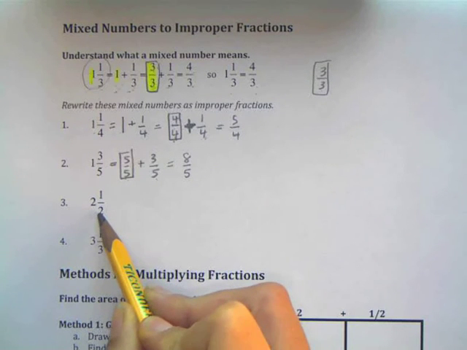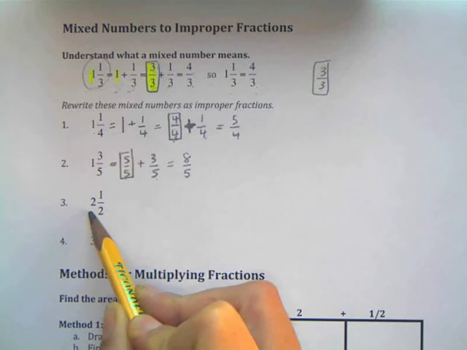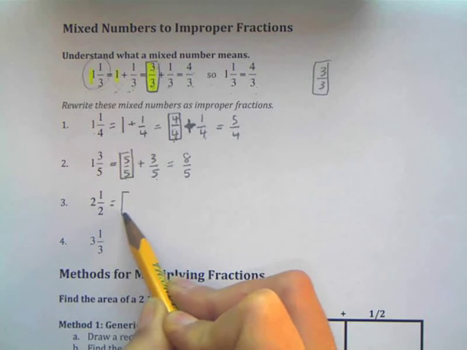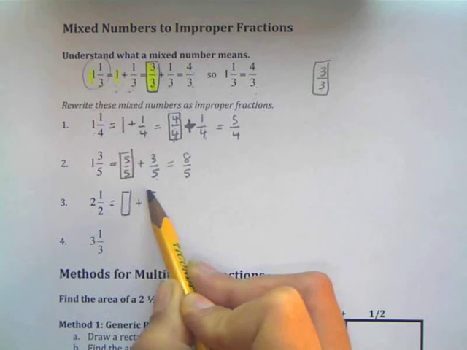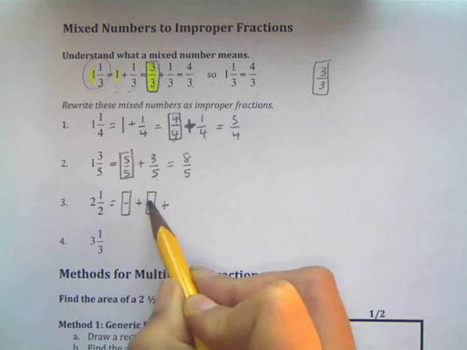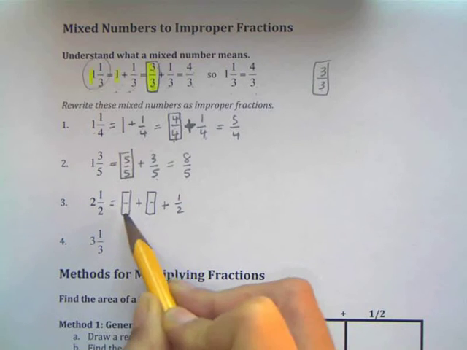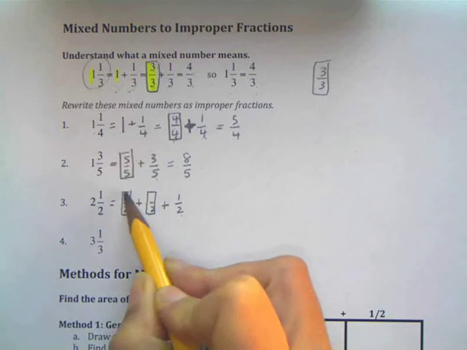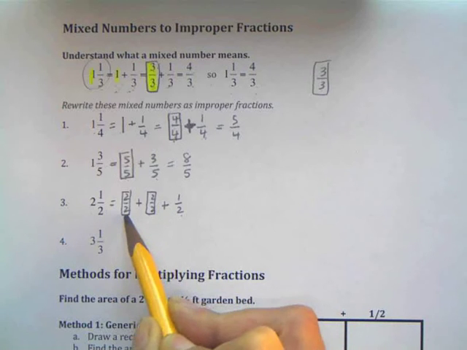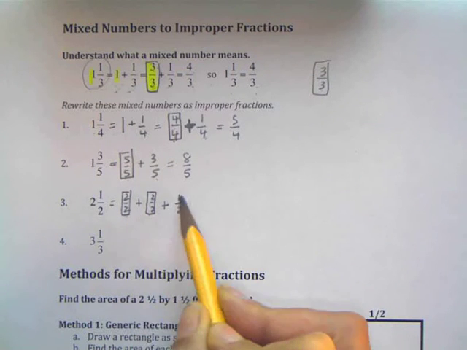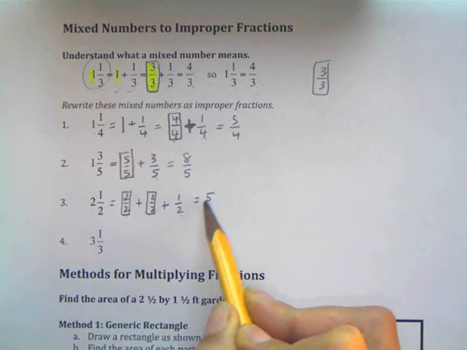Now here all of a sudden I've jumped and I don't have a giant 1, I have 2. So I could think about 2 as equaling 1 whole and 1 whole and 1/2. So here's 2 and 1/2. I have to have the same denominator. So I have 2 halves plus 2 halves plus 1/2 is 2, 4, 5 halves.